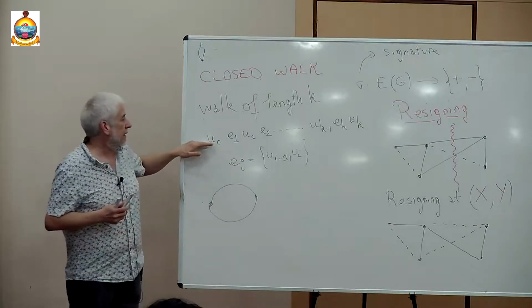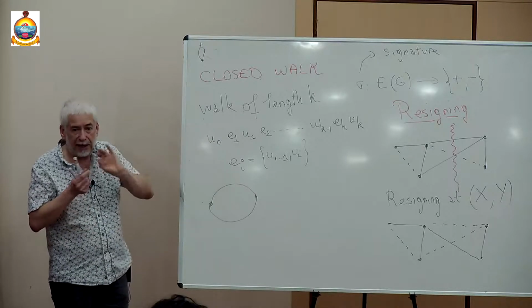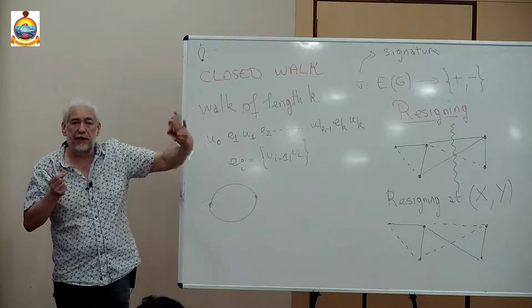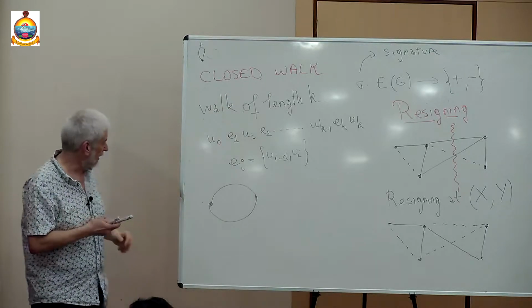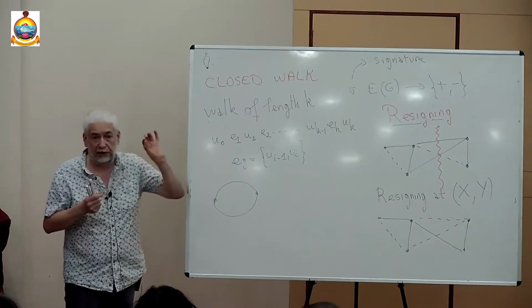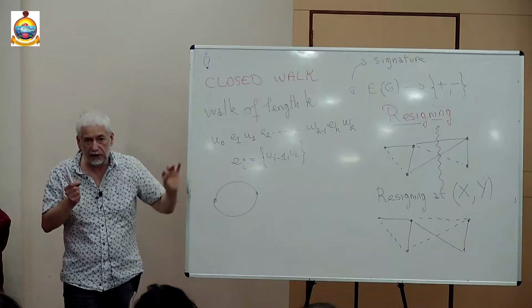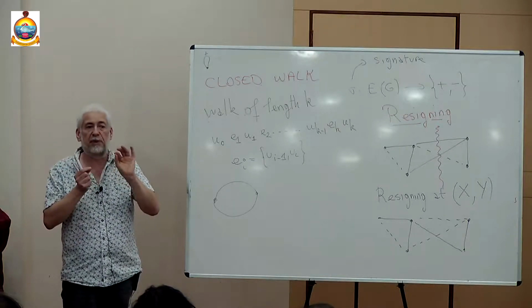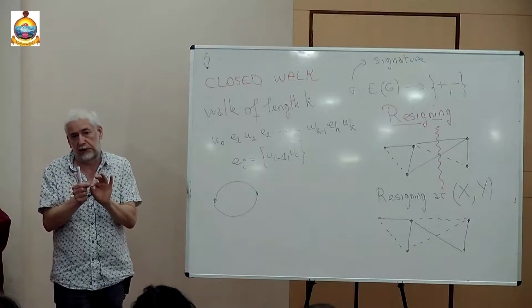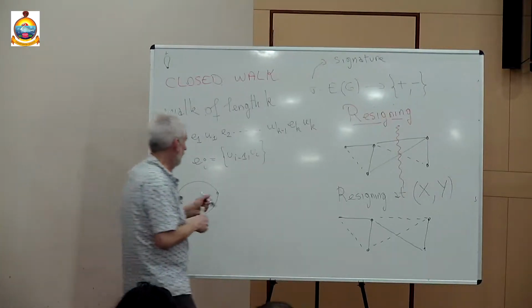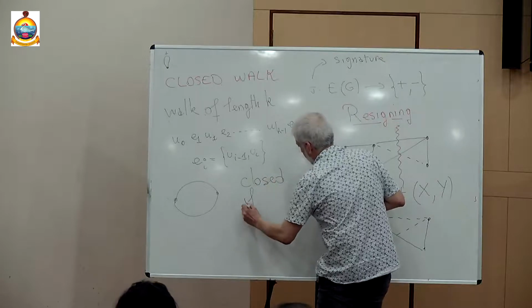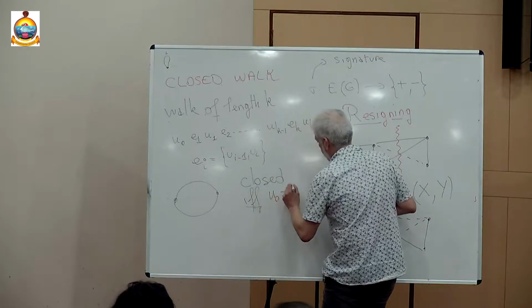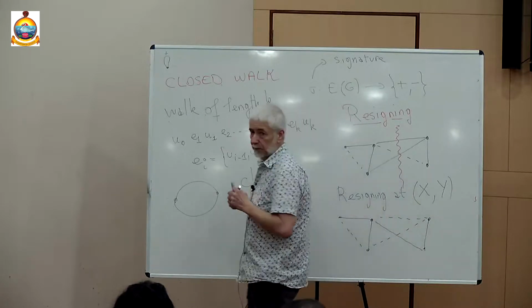So such a walk is a path if you don't repeat any vertex. And this is the same for a cycle. A cycle is a closed walk such that you do not repeat any vertex except the first one, of course. So this walk is closed when the first and last vertices are the same. Okay?